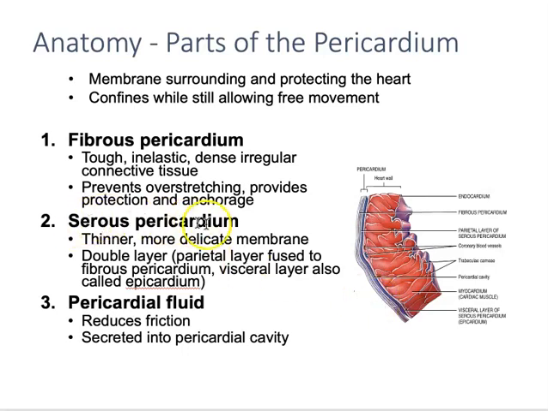There's the serous pericardium, which is more delicate. There's a parietal layer and a visceral layer. So basically on that wall of the fibrous pericardium, and then on the surface of the heart itself, is a serous pericardium. The visceral layer, which is on the surface of the heart itself, is also called the epicardium. We'll see that term again in the next slide. And in between those two, there is pericardial fluid. That's really important. It's a major friction reducer. So the last thing you want is for your heart to stick to the fibrous pericardium every time it beats.